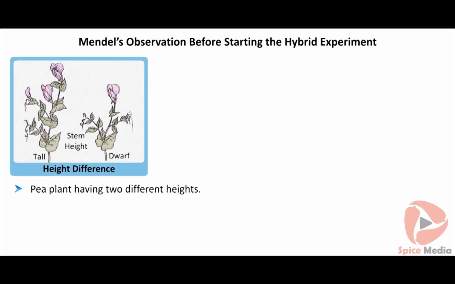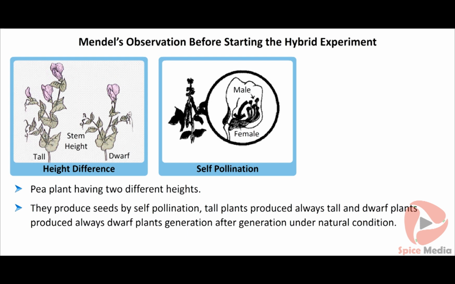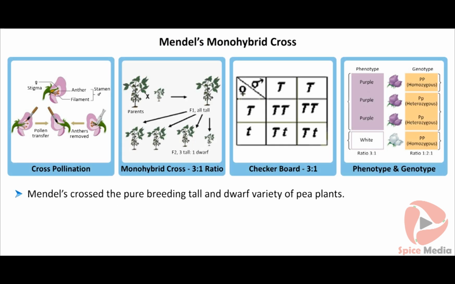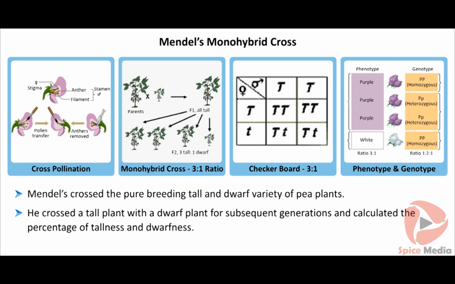Mendel selected the Pisum sativum plant with 2 different heights for his observation. Pea plants generally produce seeds by self-pollination, and he noted that the tall plants always produced tall plants generation after generation and dwarf plants always produced dwarf plants generation after generation under natural condition. Mendel termed them as wild types or pure breeding varieties. Mendel crossed the pure breeding tall and dwarf variety of pea plants. He crossed a tall plant with a dwarf plant for subsequent generations and calculated the percentage of tallness and dwarfness.